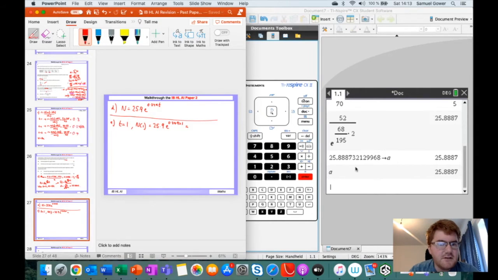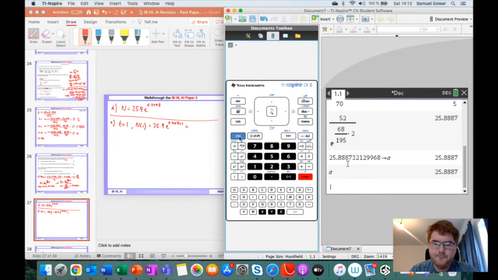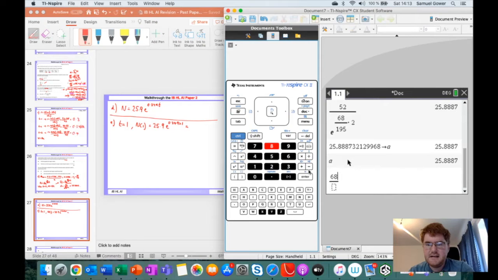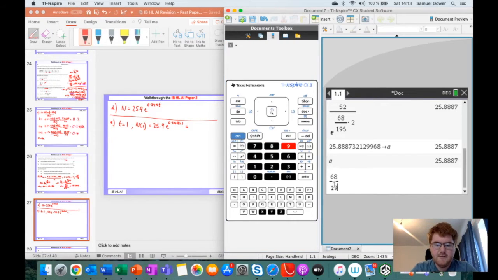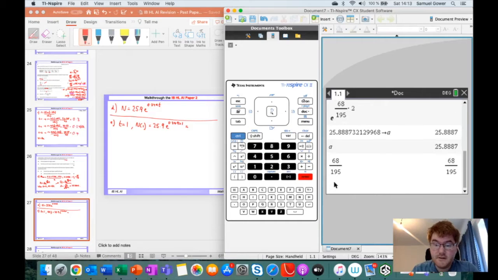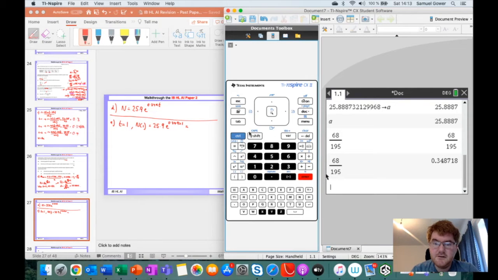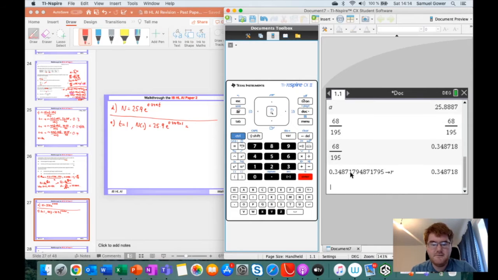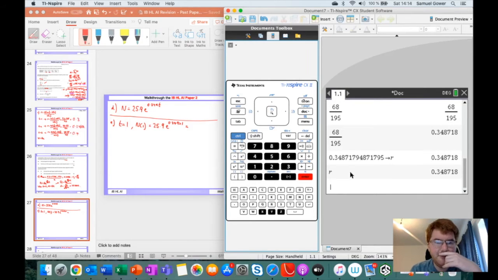So what I'm also going to do is I'm going to store 68 over 195, which is our precise answer for r. Okay, and I'm going to press Control Enter, and then I'm going to store this using Control and variable. I'm going to store this as r. So every time I click on r, I have that value.